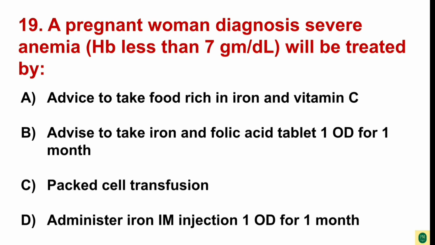A pregnant woman diagnosed with severe anemia, HB less than 7 gm per dl, will be treated by option A advised to take food rich in iron and vitamin C, option B advised to take iron and folic acid tablet 1 OD for 1 month, option C packed cell transfusion, option D administer iron IM injection 1 OD for 1 month. The correct option is option C, packed cell transfusion.